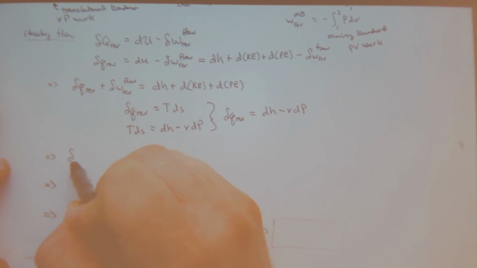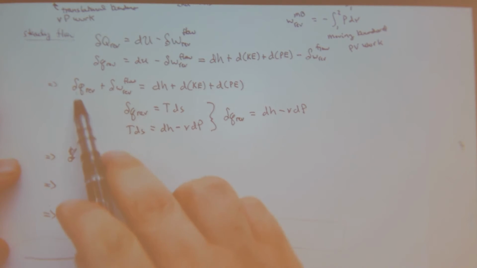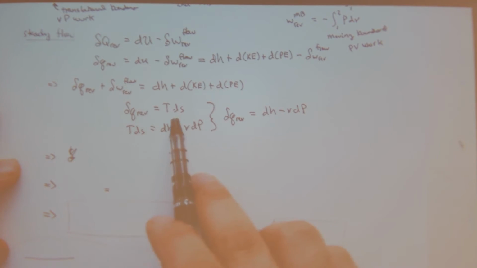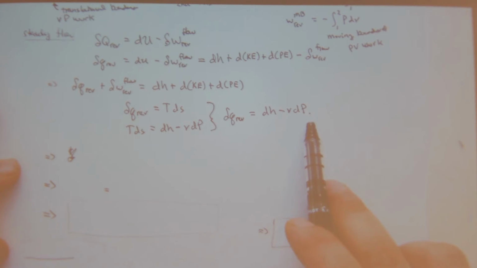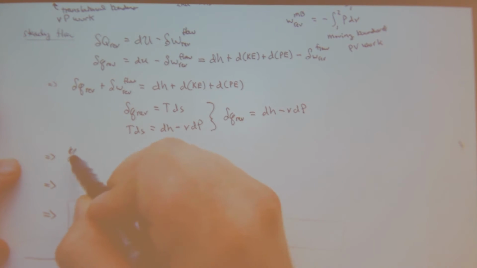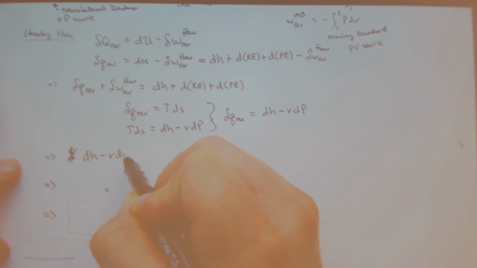So now that I have this, let's explain what I'm going to do here. I have this piece here, which is coupled, this and that. I have my TDS relationship, I replace that, that's what I get, and I have my Q reversible. So I take this and I go dH minus V dP.